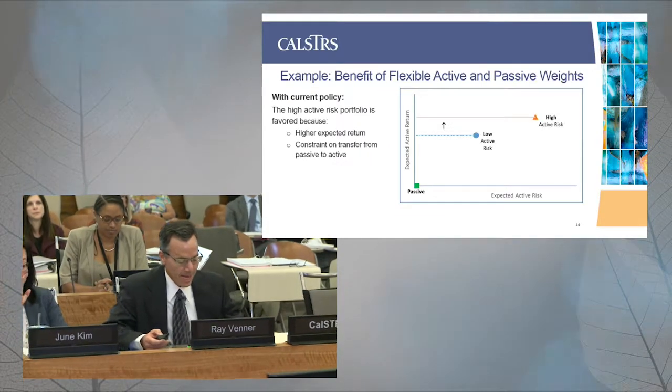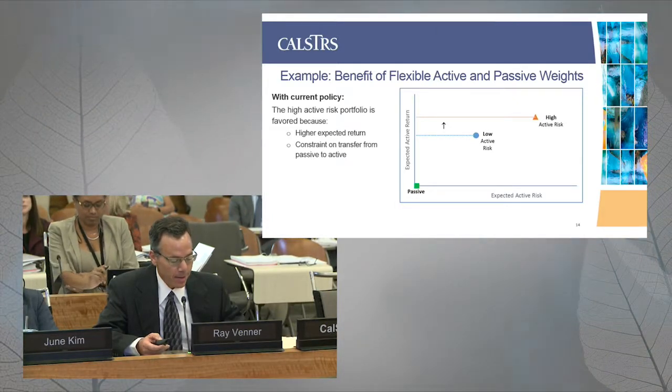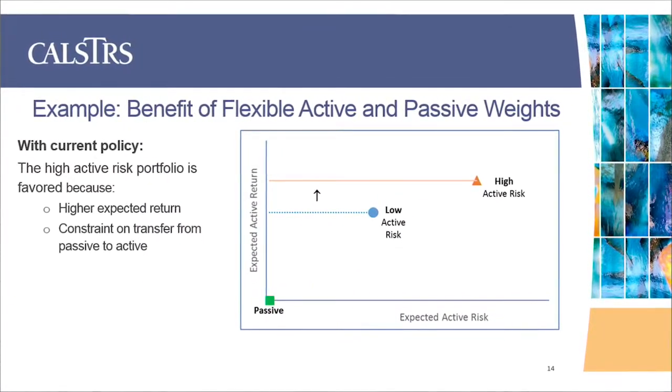For example, imagine that policy mandates that we invest 50% of our money in a passive portfolio, as represented by the green square in the lower left. The passive portfolio always matches the benchmark return, so its active return and risk are zero. Suppose we can invest the other 50% into either the high active risk portfolio, the orange triangle, or the low active risk portfolio, the blue circle.